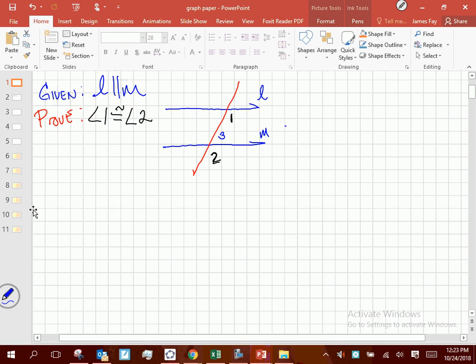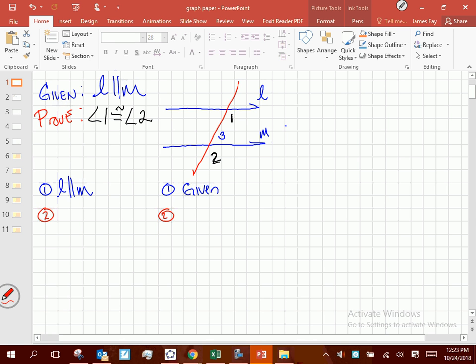Okay? So, the reason I want to prove this using just the same side interior angles postulate is because of some similarities that arise when we do that.